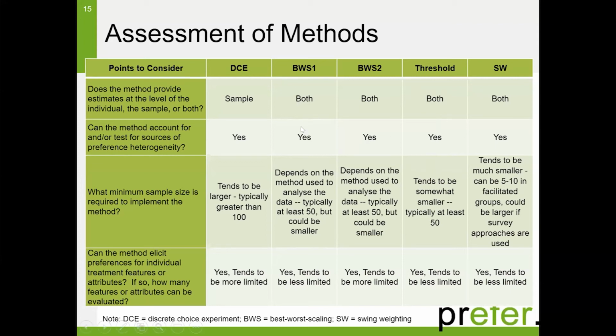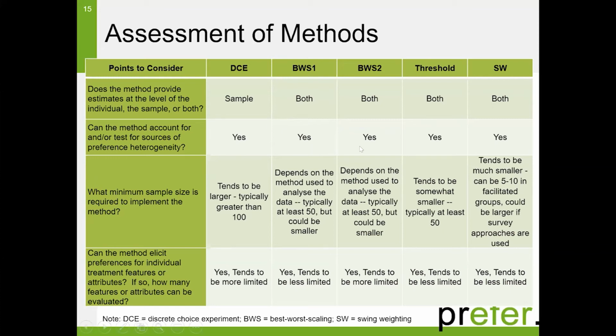For best-worst scaling 1 and 2, simple methods can be used to recover individual level estimates, or the data can be analyzed at the sample level. And for swing weighting, each respondent provides a unique set of weights, which can then be aggregated to calculate weights for the sample as a whole.